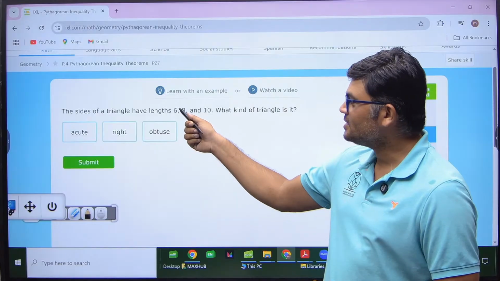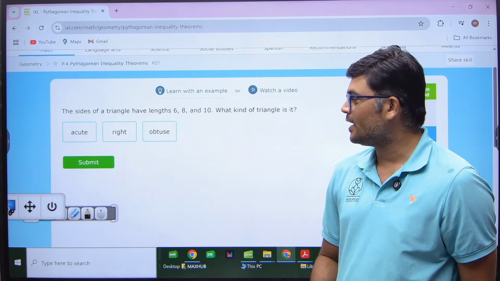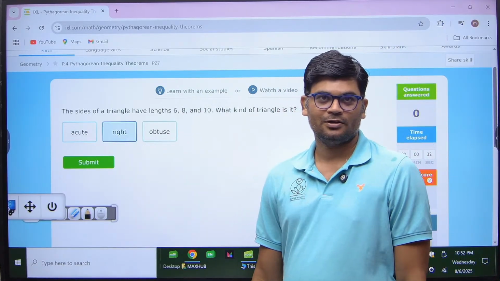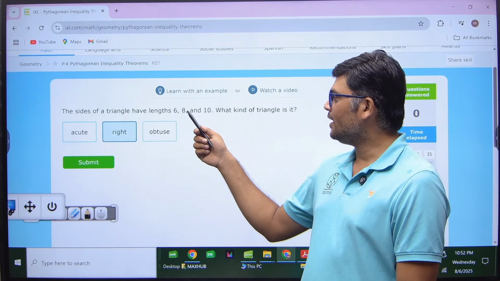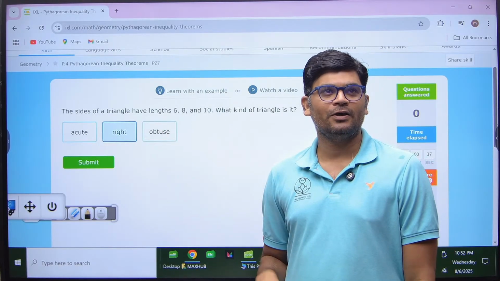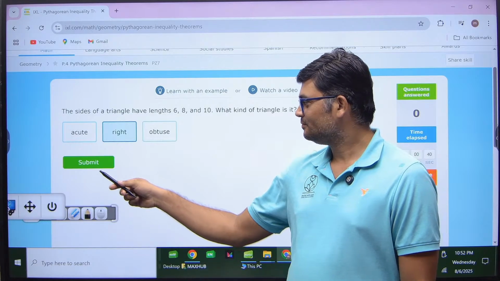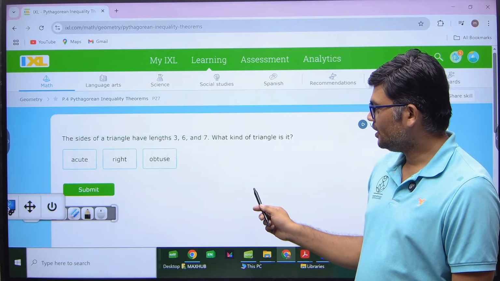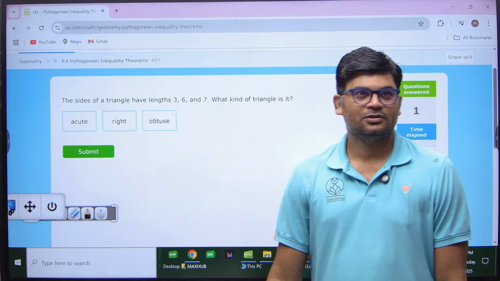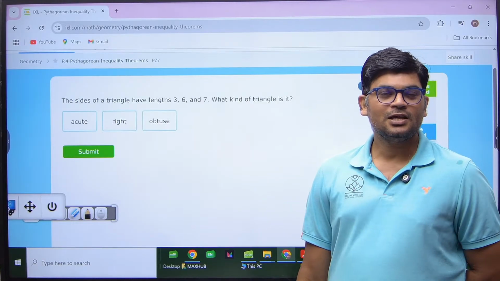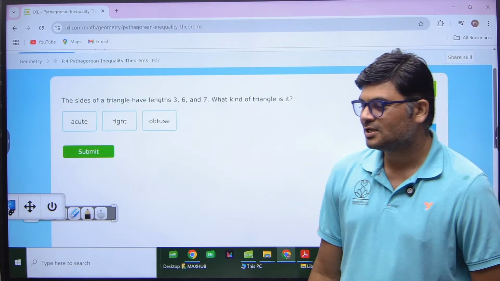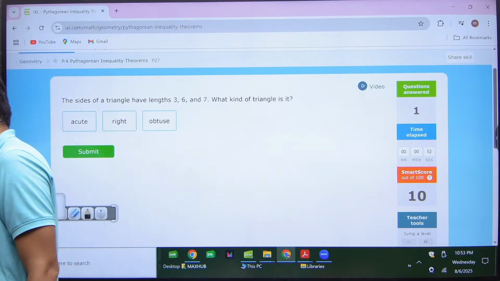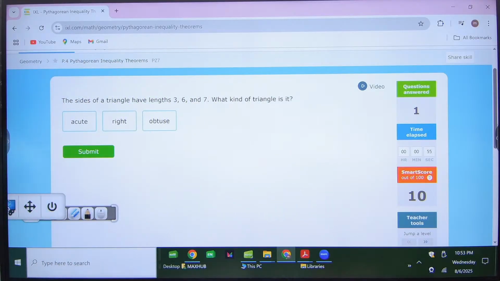In this you can see 6 squared plus 8 squared is equal to 10 squared, so this is a right angle triangle. If you divide all of them by 2, you will get 3, 4, 5 only. What about this? 3 squared plus 6 squared is how much? Is it greater than 7 squared or less than 7 squared? 9 plus 36 is less than, so it's acute.